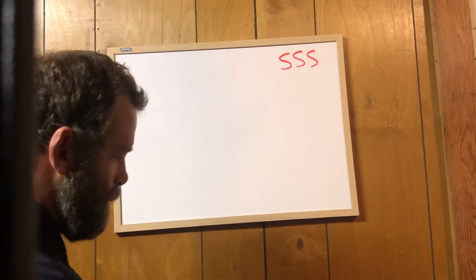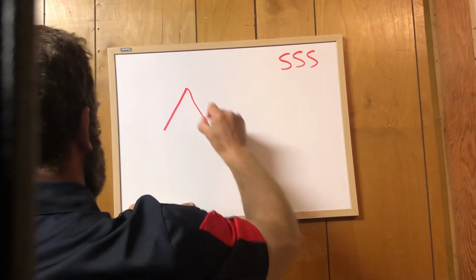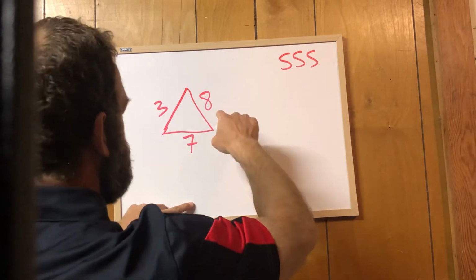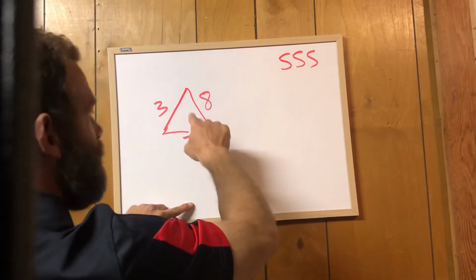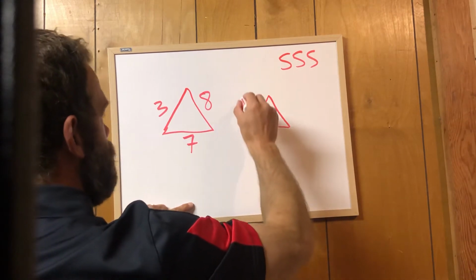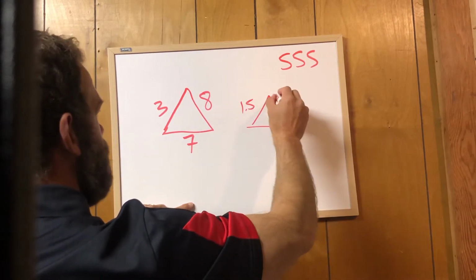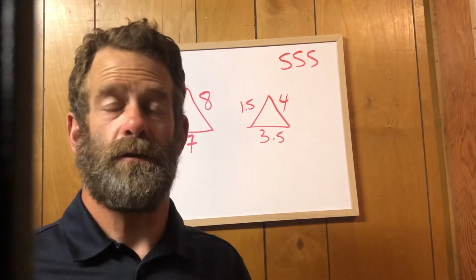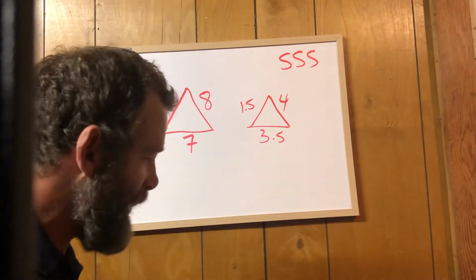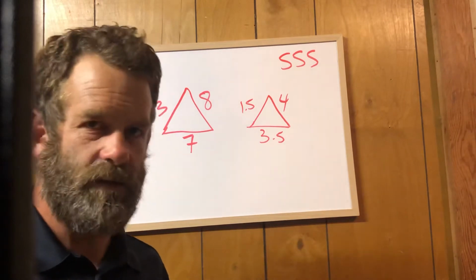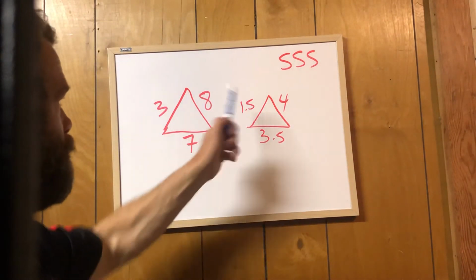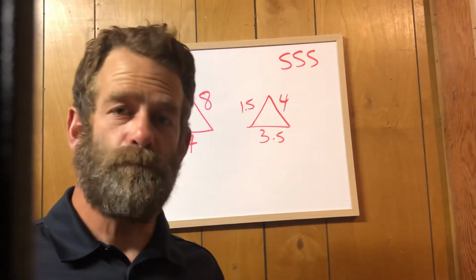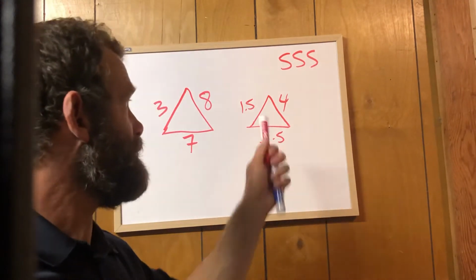So let's take this. Let's just say this is 3, this is 8, and this is 7. Okay, and let's say I divide this by 2. So this is 1.5, 4, and 3.5. These triangles would be considered similar because they have the exact same scale factor. Meaning, half of 3 is 1.5, half of 8 is 4, half of 7 is 3.5. So that means all those triangles are similar. This and this are similar.